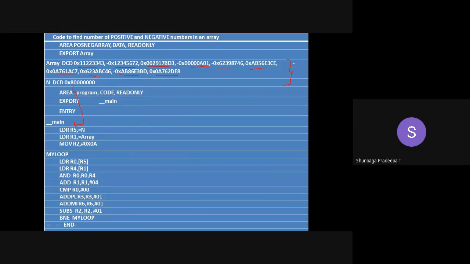So the content of R5, where is R5 pointing to? R5 is pointing to the base address of your n. So the content in R5 is what? 8 followed by 70. So that is loaded in my R0. So now R0 is equal to what? X 8.